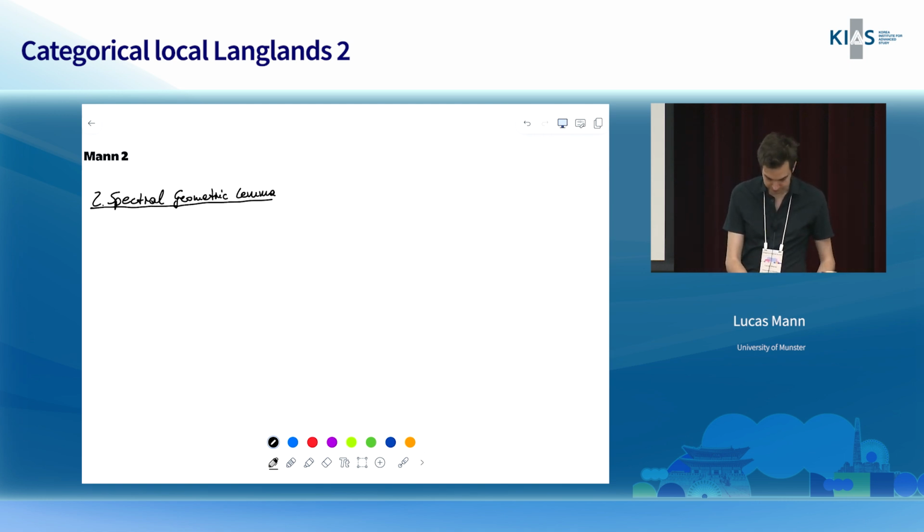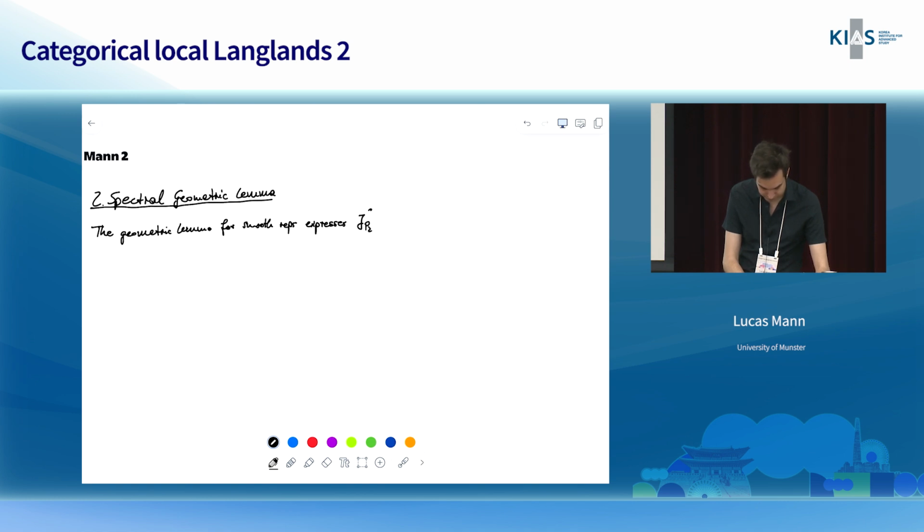Okay, so let me very briefly recall. There's a version of the geometric lemma in representation theory, and I will not write down a precise version of this, just give a hint. So the geometric lemma for smooth representations. What does it do? Well, it expresses a composition of the form: we have a Jacquet functor and an induction functor.